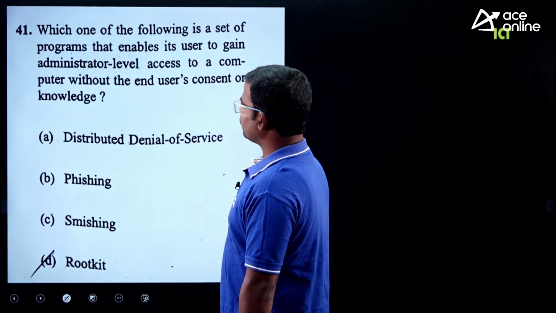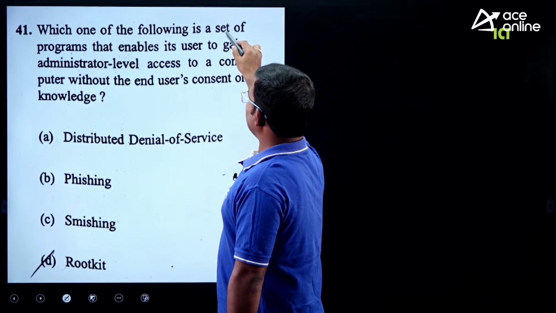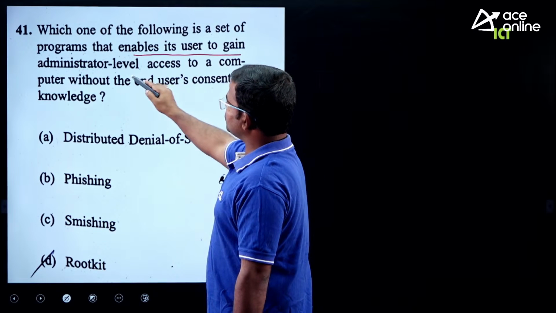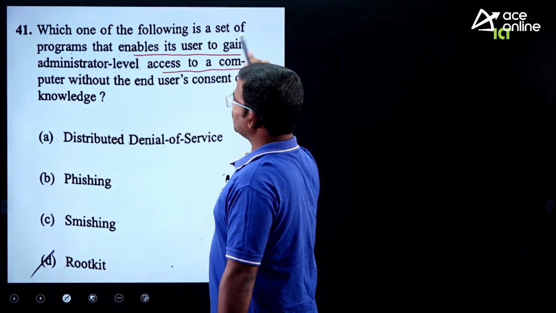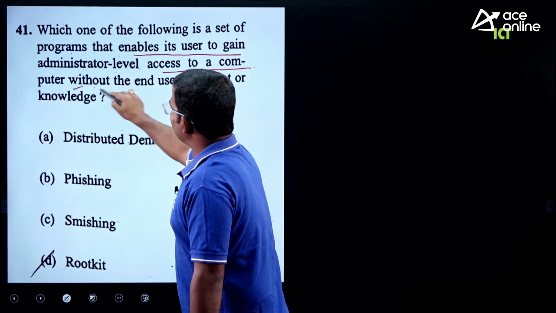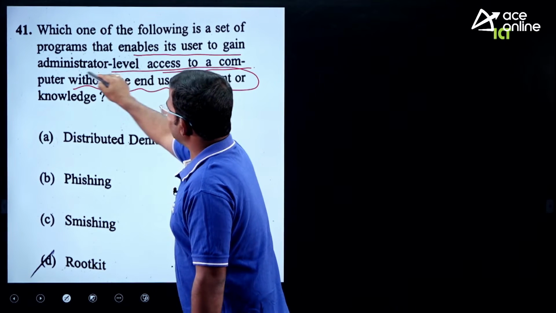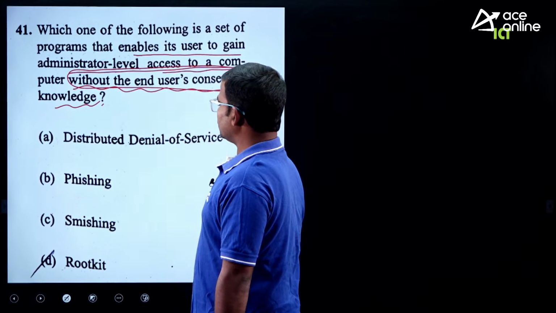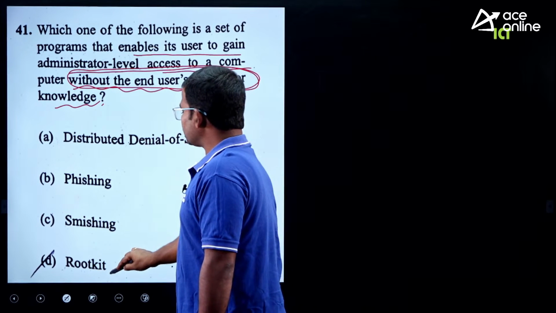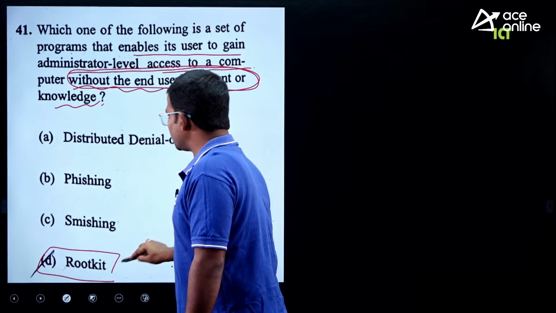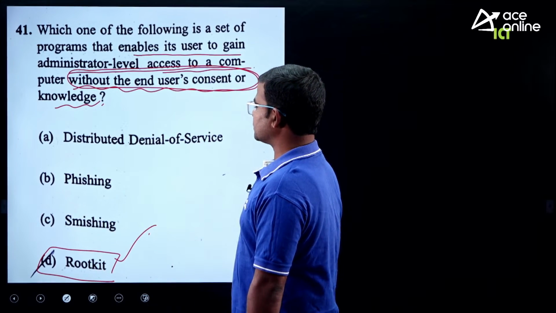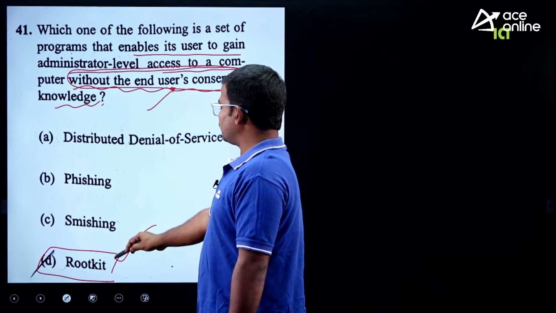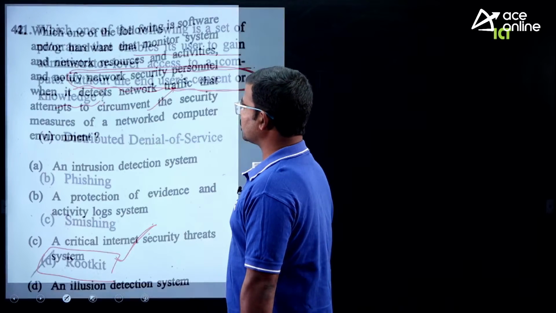Next, question number 41. Which one of the following is a set of programs that enable itself to gain administrator level access to a computer without the end user's consent or knowledge? Then here you have to consider rootkit. So rootkit, it means option D is the right answer. Because it is without the end user's consent or knowledge, you have to consider rootkit here.